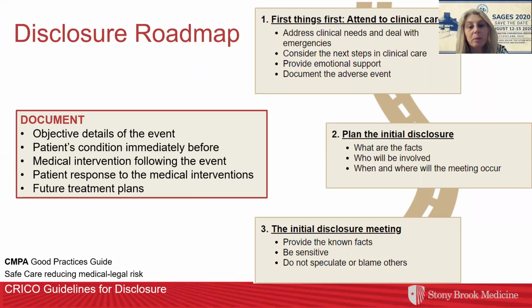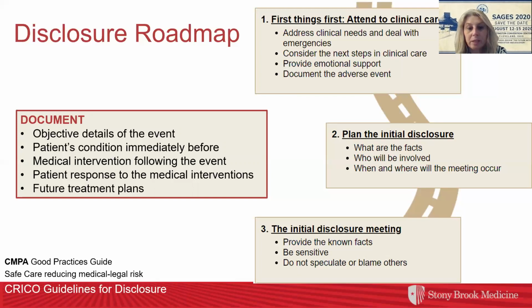Next step is to plan the initial disclosure, and most importantly, contacting your risk manager in your institution. Only then can you go over the facts of the case and plan what information should be given to the patient, in what format, and where, who, and when the meeting takes place. You may also consider having other providers present or other family members of the patient, with the permission of the patient.